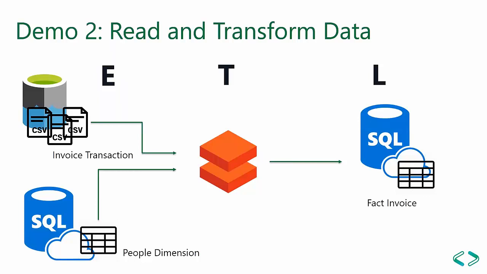In my demo, I'm going to cover an ETL operation. I have invoice files, a set of CSV files inside my Azure Data Lake store, and I have a data warehouse in Azure SQL Database, and in that I have a people's dimension table. What I'm going to do is read data from the Azure Data Lake store, which has my transaction files, join it with the people's dimension, and load a table called fact invoice, which has invoice information for each individual salesperson.